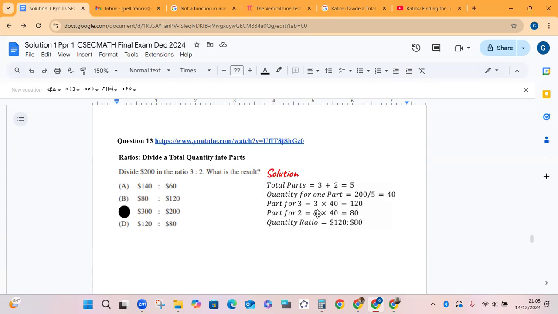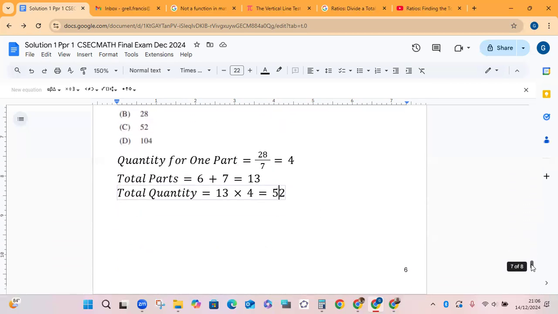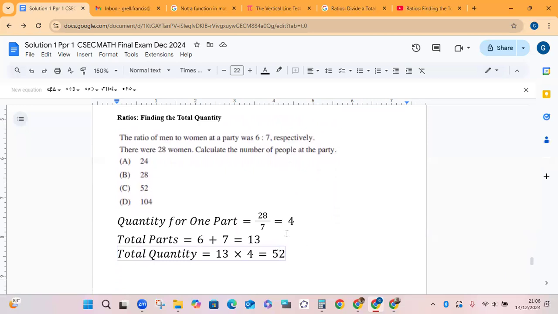3 times 40, 2 times 40. So to get back the one part, we'd have to divide the 80 by the 2 to get back the 40. And then you can use that 40 and the total parts to get back the total quantity. 5 times 40 will give us back 200. And that's what we did. We divided 28 by the 7 to get the quantity for one part. Then we find the total parts, and then we multiply them, and we get the total number of people, 52, and the answer is C.